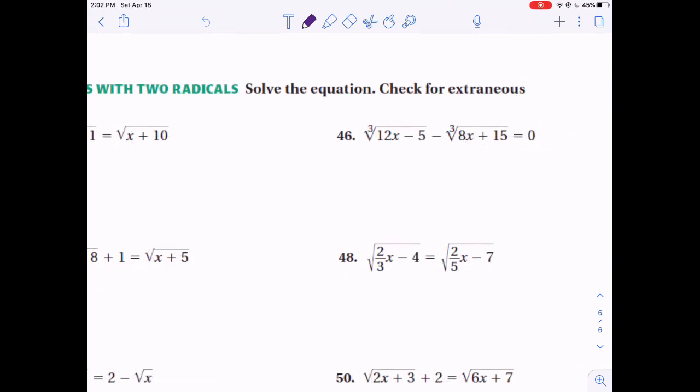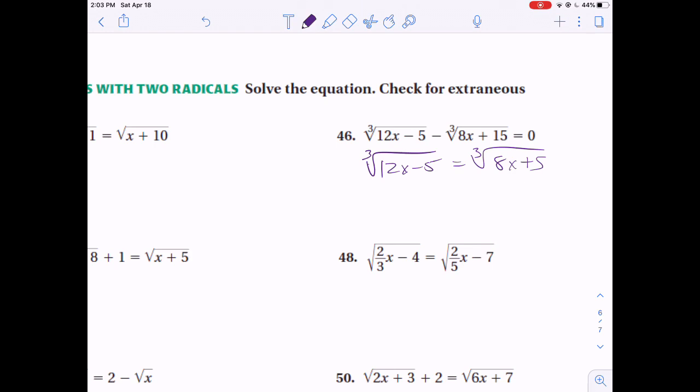All right, let's try number 46 for an example where we have two radicals in the same equation. As you can see, it's a cube root of two separate expressions. I'm going to move the second one over to the right by addition. So if I add the cube root of 8x plus 15 to both sides, the negative one will go away. Just by adding it, the sign changes. So then you have cube root of 12x minus 5 equals the cube root of 8x plus 15. Again, it's positive because now you added it to both sides of the equation. And zero's gone.